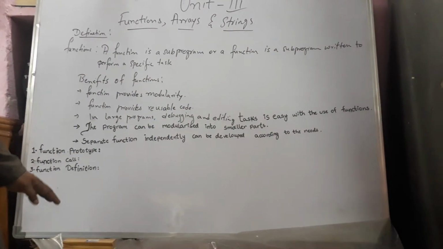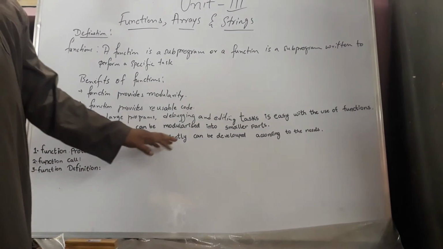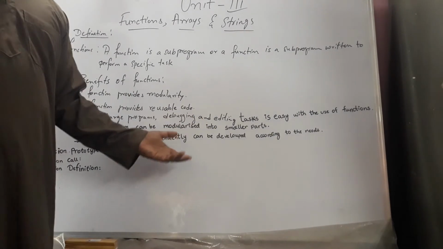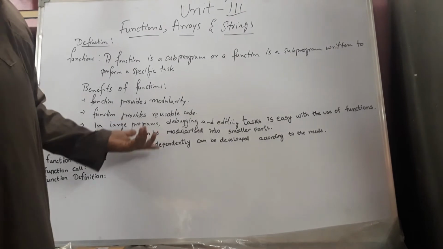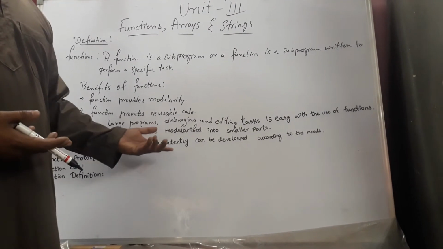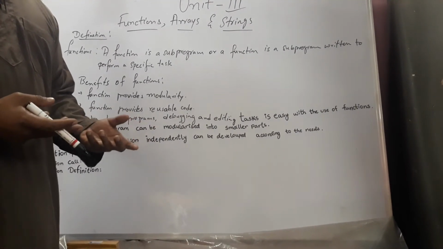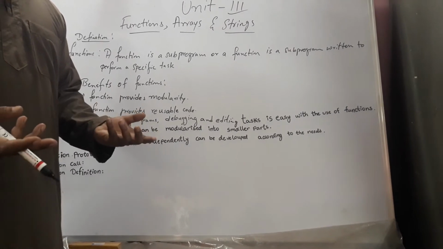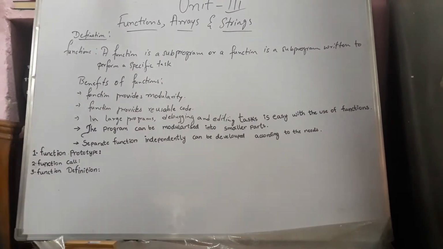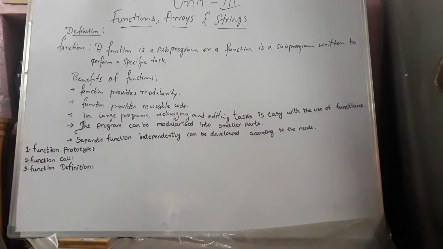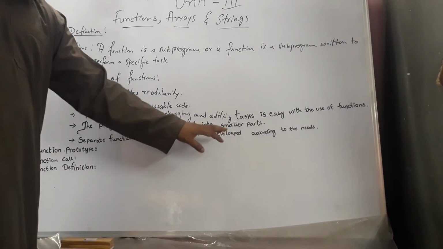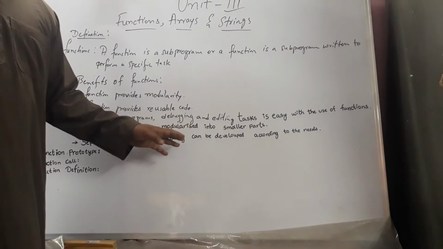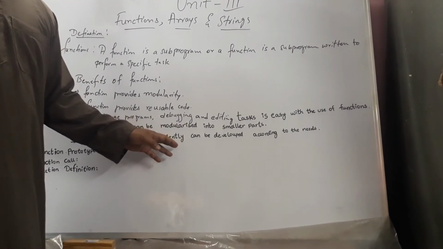And after that, the last point of benefit is the program can be modularized into small parts. As we know with the simple definition, modularization is dividing the code into subprograms, subcode. Okay, so now after that, separate functions can be developed independently according to the need. This is also a very simple point which we can understand.